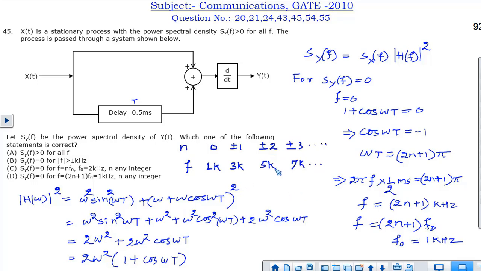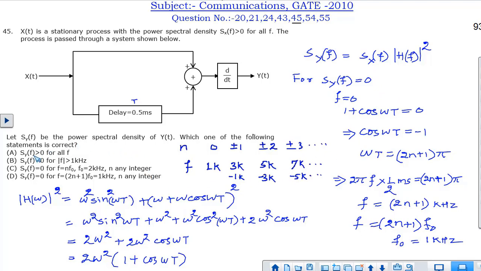For 2 it will be 5 kilohertz, for 3 it will be 7 kilohertz. Similarly, at the negative integers, that is minus 1, minus 2, minus 3, if we substitute in this expression, we get the frequency as minus 1k, minus 3k, minus 5k. These are also odd integral multiples of f naught. So at odd integral multiples of 1 kilohertz, the output power spectral density becomes 0. Also at frequency equal to 0, the output power spectral density becomes 0.